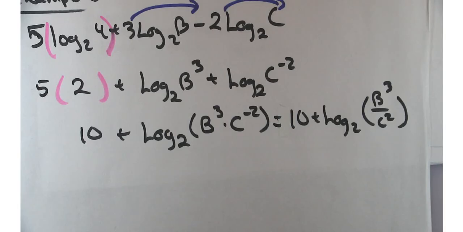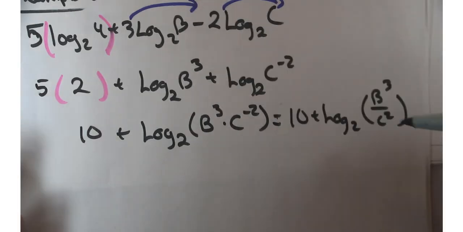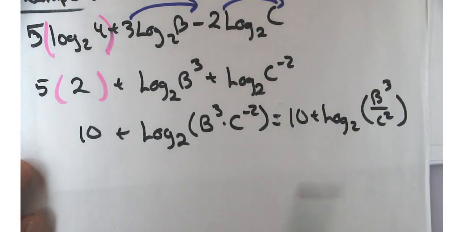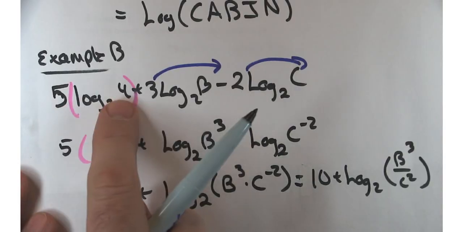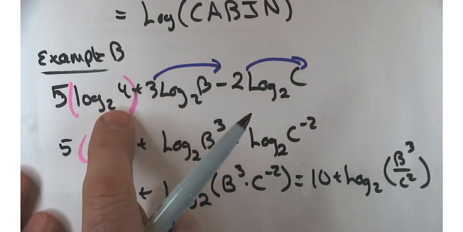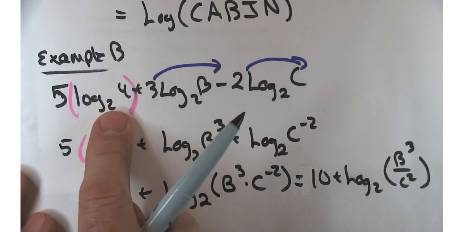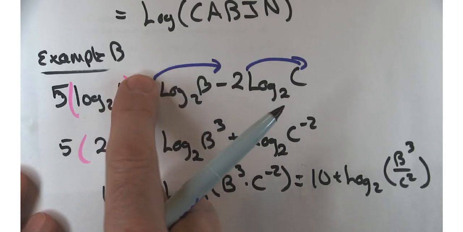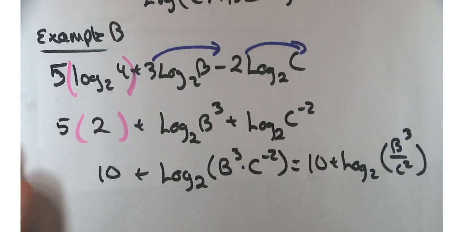There's probably dozens of ways you could approach this problem, but I think that one's the easiest. Had you brought the 5 up here as an exponent, you'd have log base 2 of 4 to the 5th power. 4 to the 5th power would be 1,024, and then you could take the log base 2 of that and get 10. So, I think I saw a hand over here. No? All good?